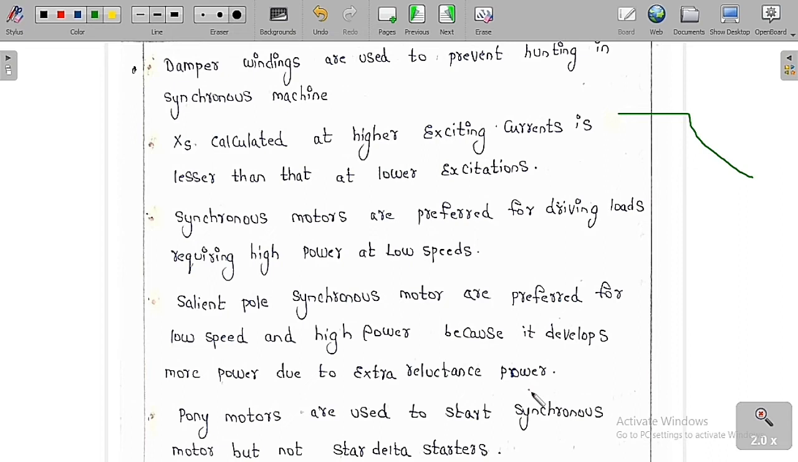Because of this extra reluctance power, it is used for high power applications with a low speed, because synchronous motors are used only for low speed applications. So finally, I can say that salient pole synchronous motors are preferred for low speed and high power applications because they develop more power due to extra reluctance power.